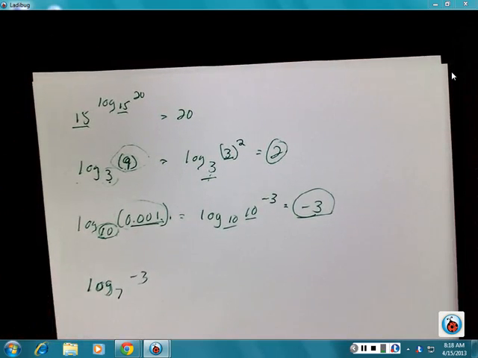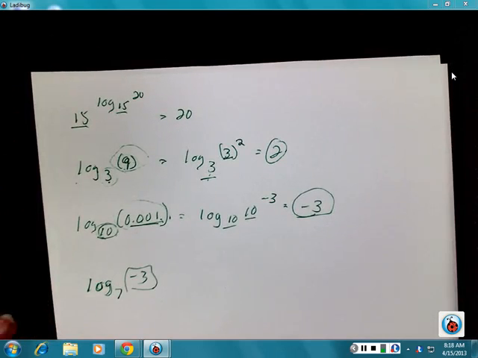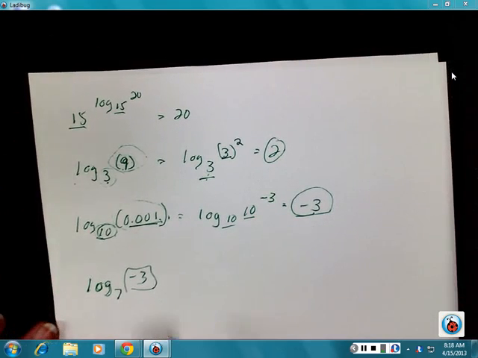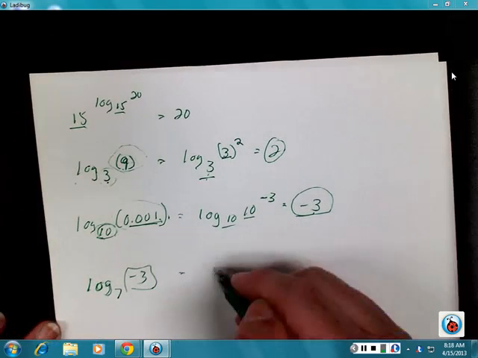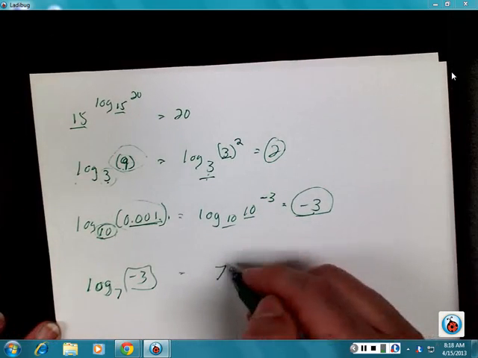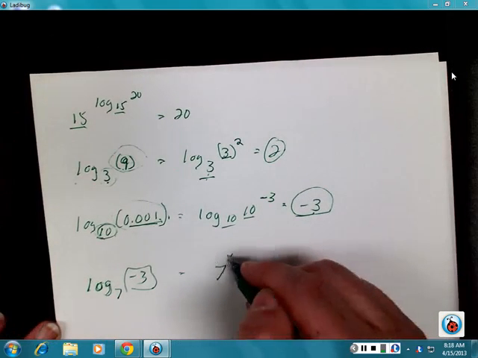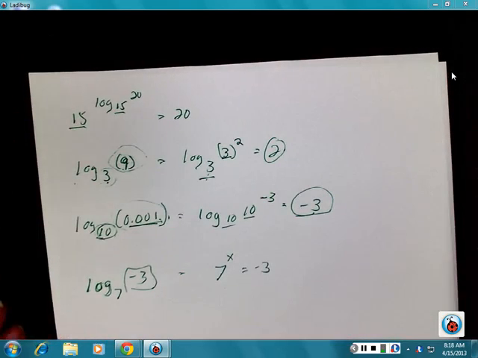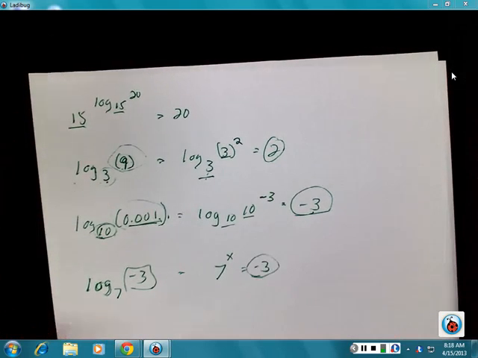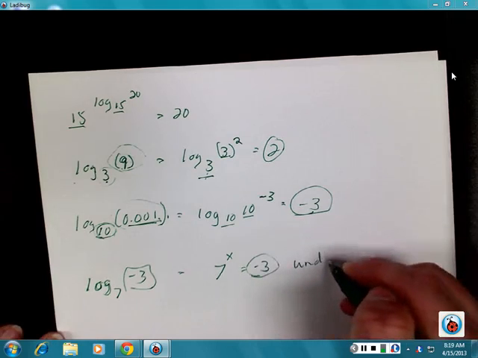If this answer is a negative number, can I come up with a negative number when I take things? In this case, if I reverse it, it would be 7 to the x power equals -3. Is there any possible way of getting a -3, raising 7 to some power and getting a -3? What do you guys think out there? No, there's no possible way. So this is undefined.